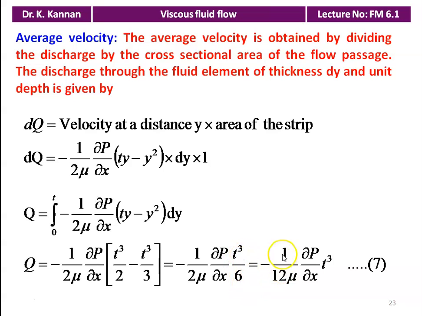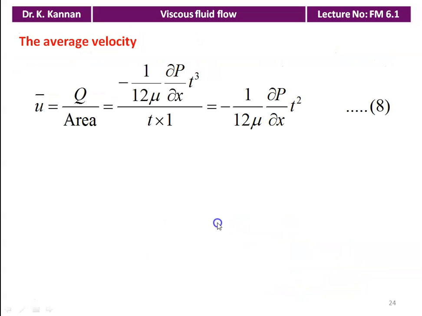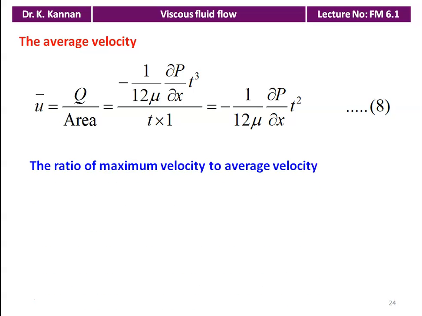t to the power 3 divided by 6, which is minus 1 by 12 mu dou p by dou x into t to the power 3. So the discharge equal to minus 1 by 12 mu dou p by dou x into t to the power 3. Now we calculate the average velocity. Average velocity equal to q divided by area, minus 1 by 12 mu dou p by dou x into t to the power 3. Area equal to the gap between the two plates, t into 1, equal to minus 1 by 12 mu dou p by dou x into t square. That is the average velocity.